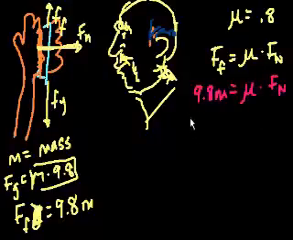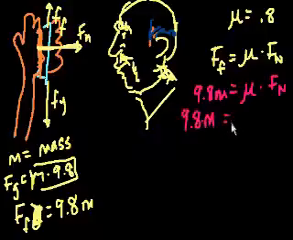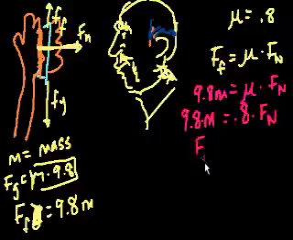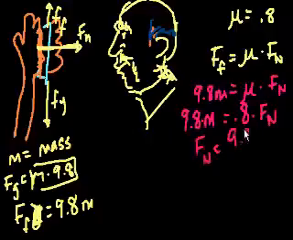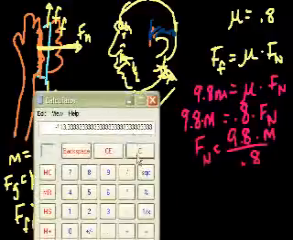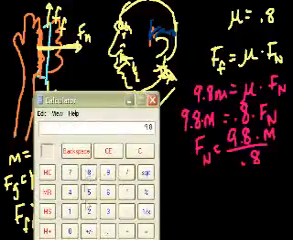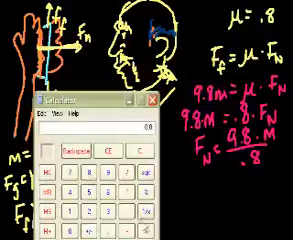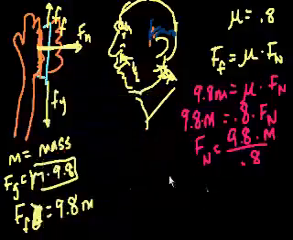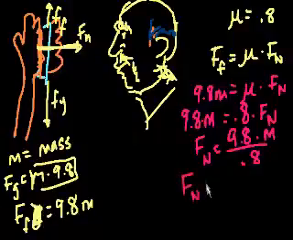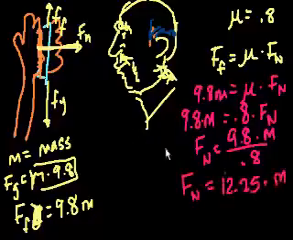And we know the coefficient is 0.8. So we have 9.8 times the mass is equal to 0.8 times the normal force. Then the normal force is equal to 9.8 times the mass divided by 0.8. What's 9.8 divided by 0.8? It is equal to 12.25. So the normal force that I have to apply is 12.25 times the mass. That's the force I am applying. We don't know the mass of the pie.